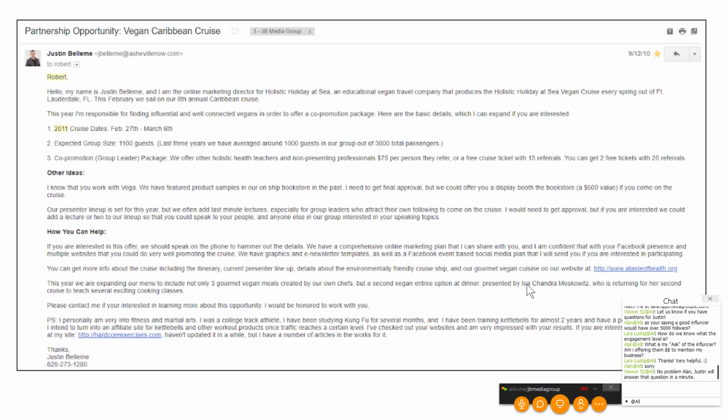this is my first email to him in September. It was almost exactly 8 years ago. This is the exact letter that I sent him. You can see that I introduced myself and the program. I gave him the dates and the size of the group, and told him what the promotion would be. He would be a group leader. He would get $75 per person. He would get a free ticket.